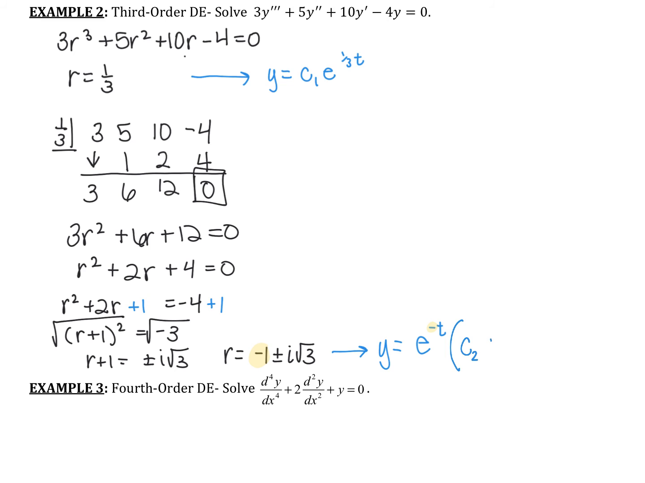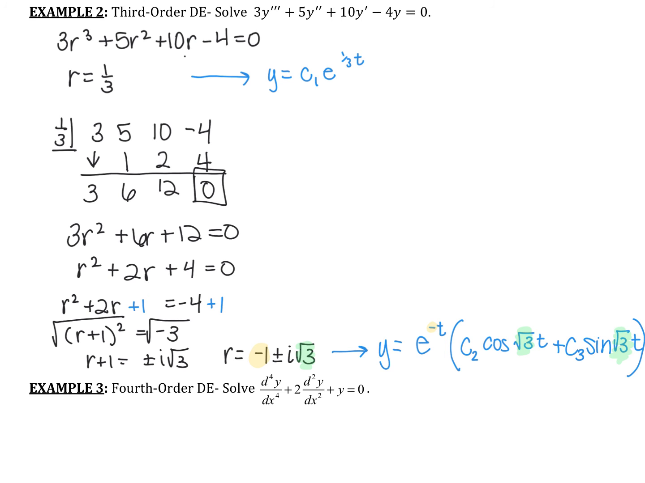Okay. So then this would be the cosine of root 3 t. And remember, this root 3 comes from this. Plus C3 sine root 3t. And again, that root 3 comes from this. How do you know which one is in sine and which one is in cosine? Doesn't matter.